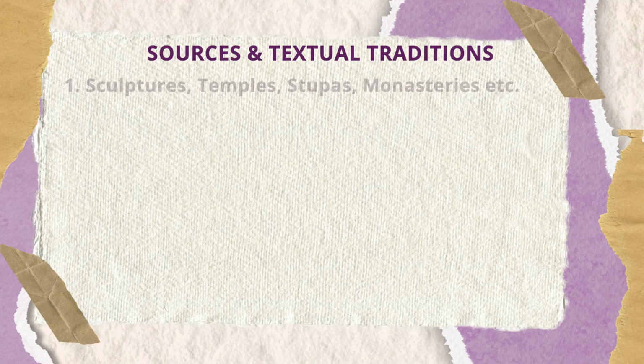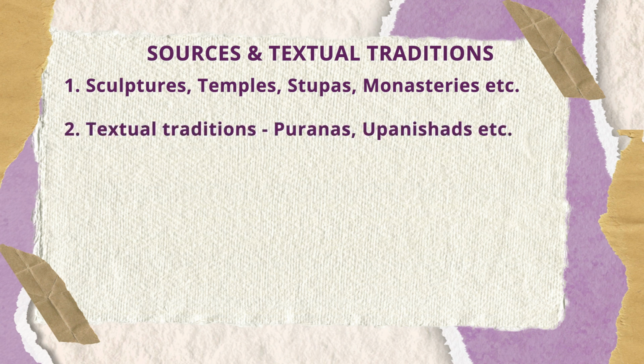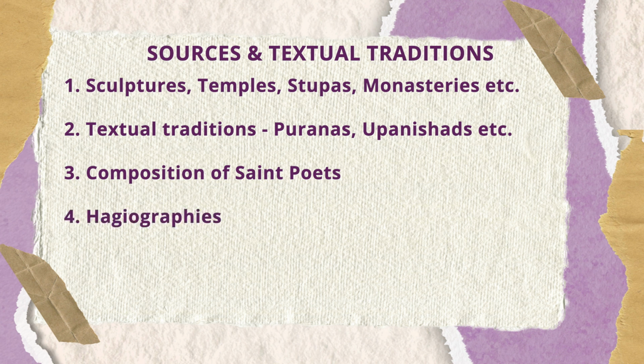Dear students, major sources to understand the bhakti tradition of this period, that is from 8th to 18th century, are first sculptures, temples, stupas, monasteries, etc. Second, textual traditions like Puranas, Upanishads, etc. Third, composition of saint poets. And fourth, hagiographies, a mosaic of religious beliefs and practices.